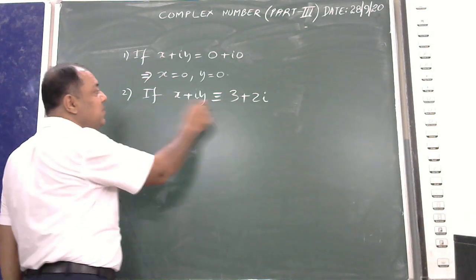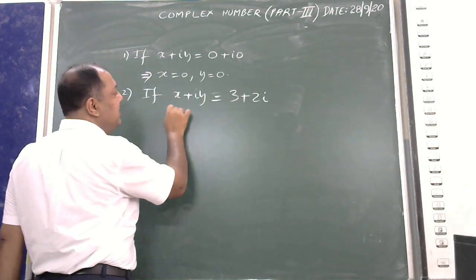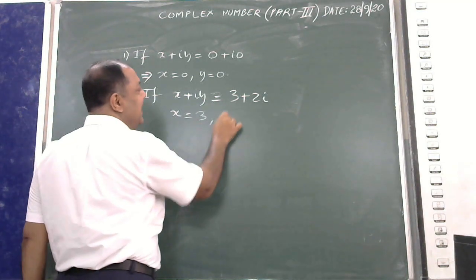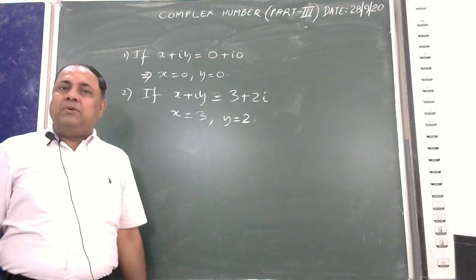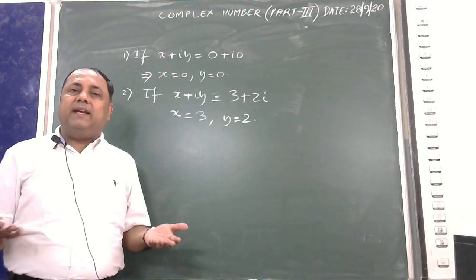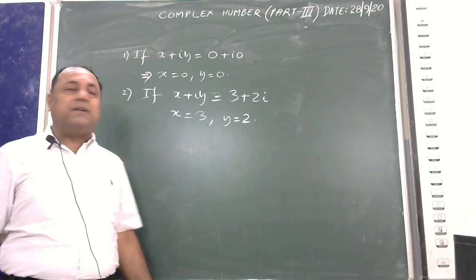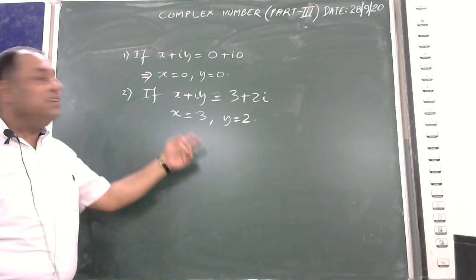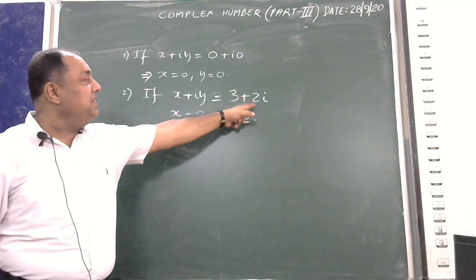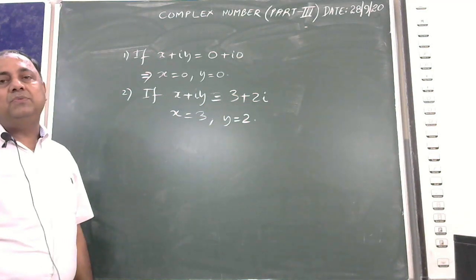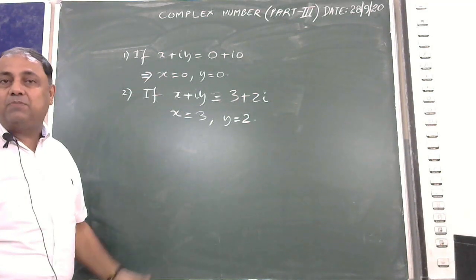In the general sense, we would write x is equal to 3 and y is equal to 2. You cannot compare, you cannot weigh. That is the case of complex numbers. But the real portion is equal to 3, and this portion is equal to 2. So for a complex number, these are very important.